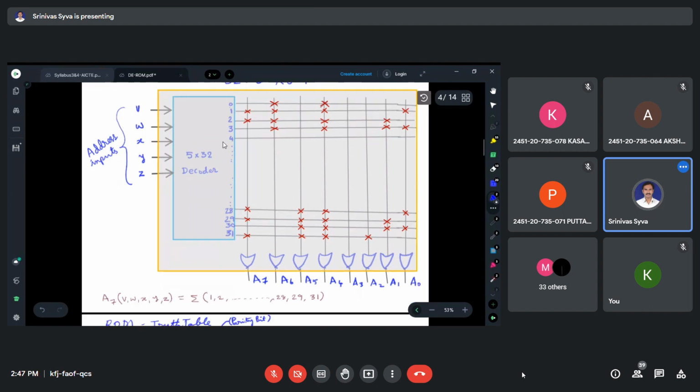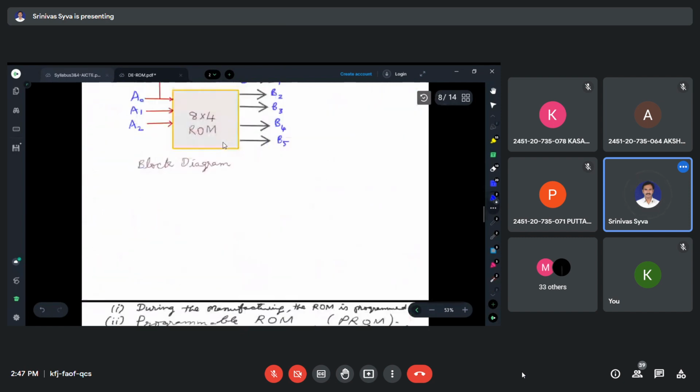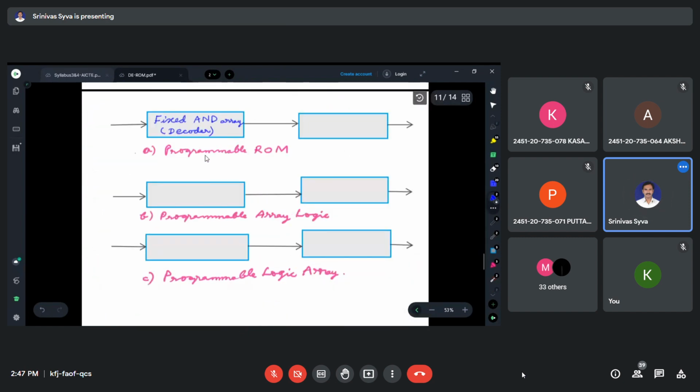So fixed AND gates. That's why, as you have seen already in the programmable read-only memory, in the first stage we have a fixed AND array. Here the decoder will be there. And next, a programmable OR array. Here these are programmable.